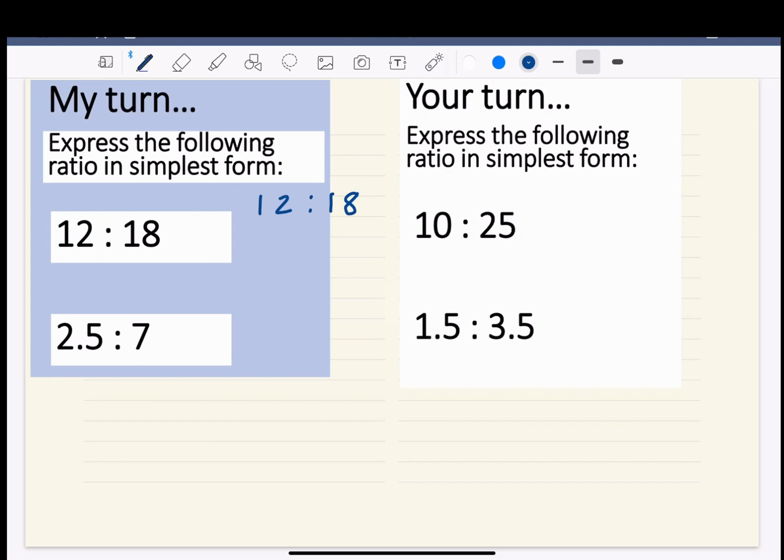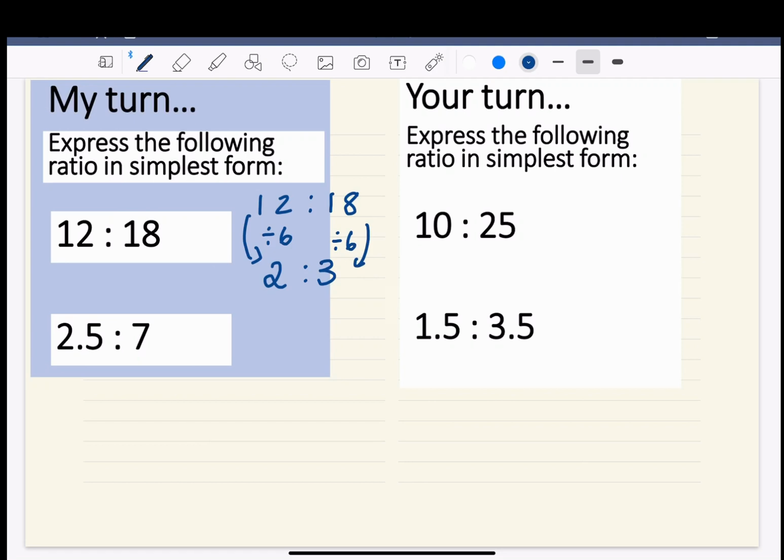The common factors between 12 and 18 are 2, 3, and 6, the highest of those being 6. If you want to use smaller steps, you can, but if you're happy jumping straight to that highest common factor, that will save you just a little bit of time. There are 2 6s in 12 and 3 6s in 18. That is my answer. 2 and 3 are both prime. I can't do anything more.